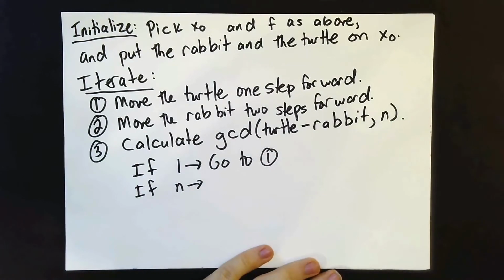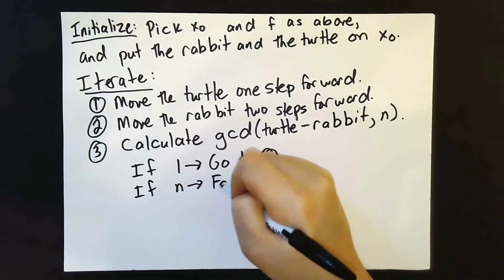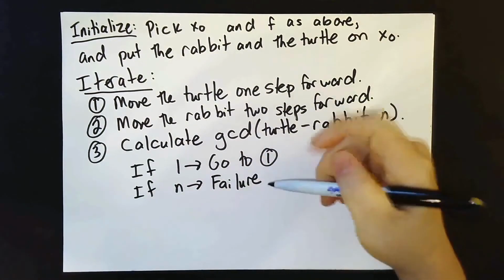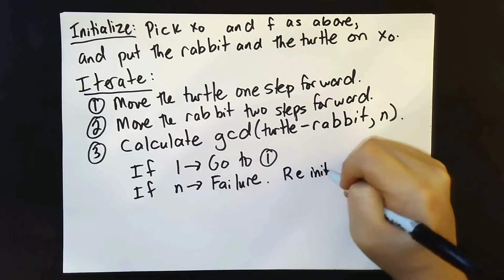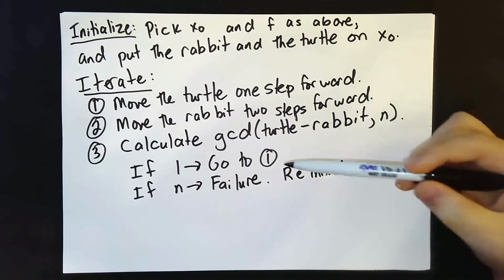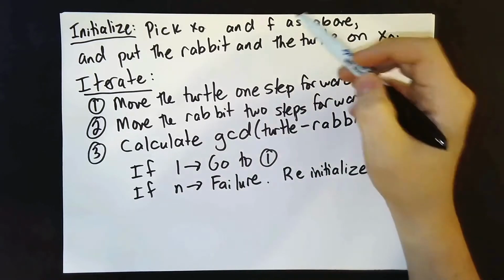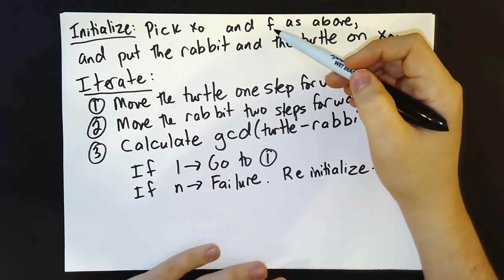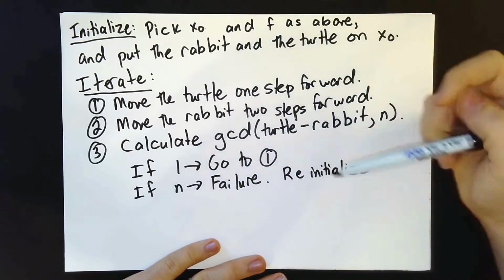Unfortunately, if this happens, the algorithm has failed. And so if you run into this state, then what do you have to do? Well, you have to go back to the start. When I say reinitialize here, you're going to pick a new x0, and you're probably going to pick a new f as well, just to give yourself a fighting chance.